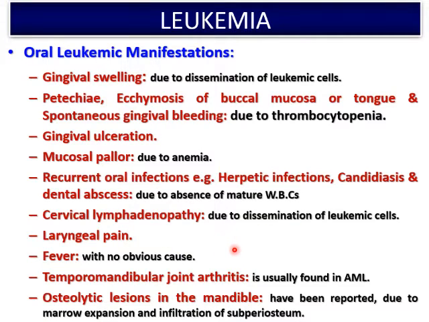So the patient will suffer from repeated infection, mostly fungal infection like candida, and may suffer from dental abscess. Cervical lymphadenopathy, enlarged cervical lymph nodes, occurs due to dissemination of leukemic cells into the cervical lymph nodes. The patient of leukemia may suffer from laryngeal pain and osteolytic lesions in the mandible due to expansion of the bone marrow of the mandible and infiltration of the subperiosteum by leukemic cells.